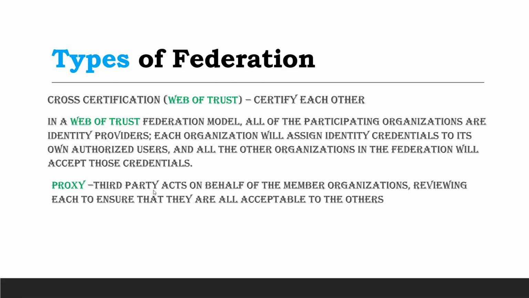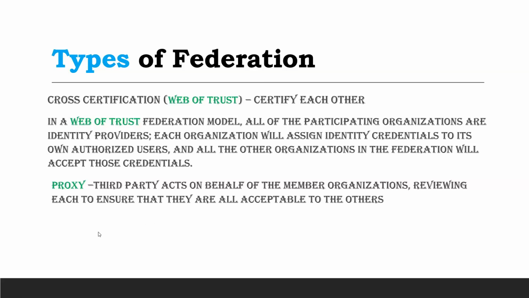In proxy, a third party acts on behalf of the member organizations and works as the identity provider. In the case of Google or others that we have seen, this is the third party who is managing the identity, and they are the ones performing as the identity provider. They are generating the token, and all the parties in the trust are the relying parties.